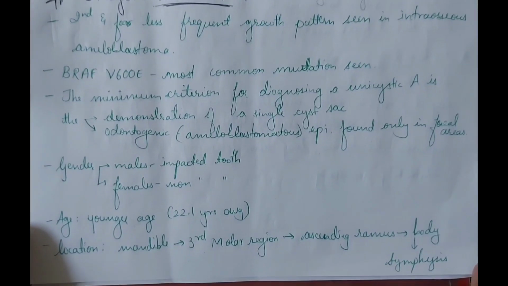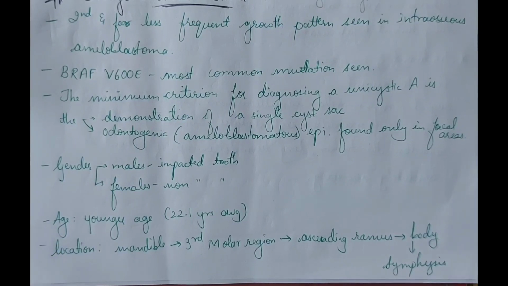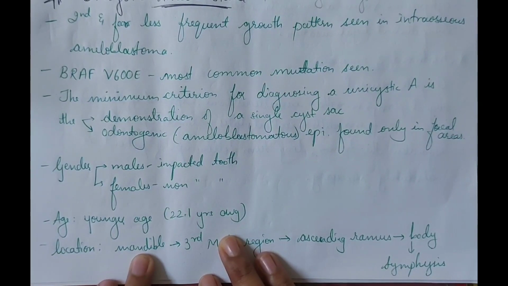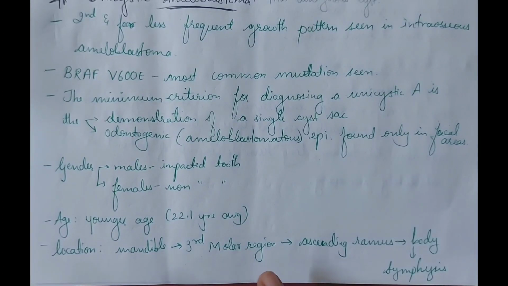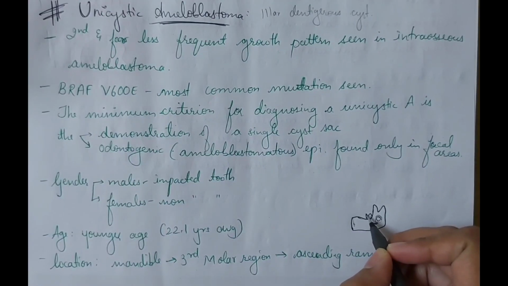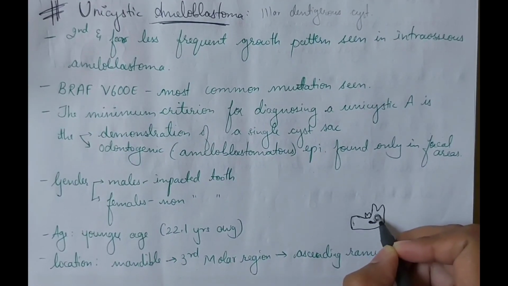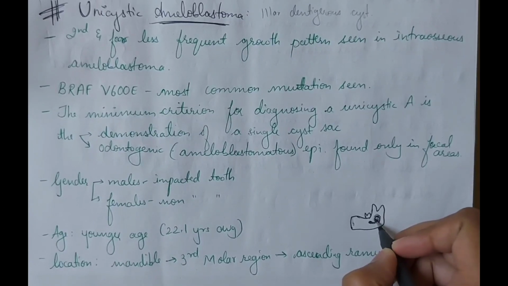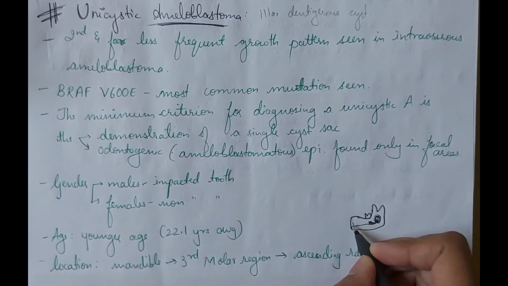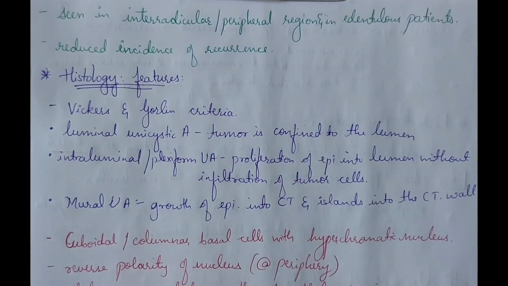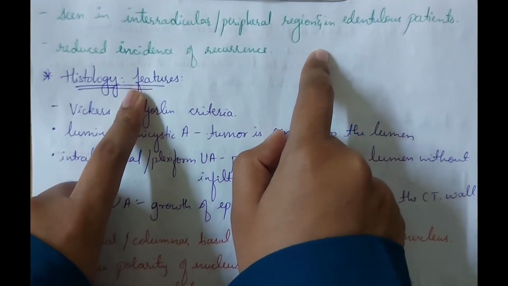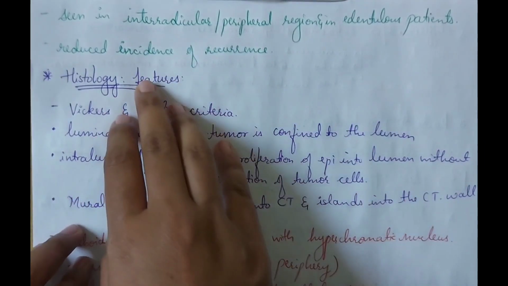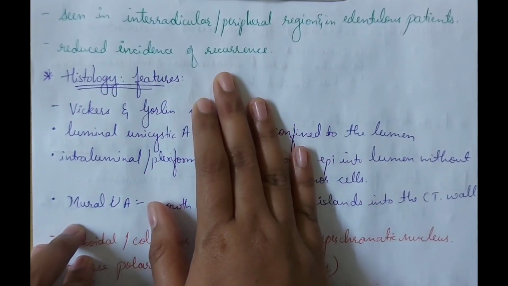Regarding age, the patient is usually a younger patient, around 22 years or 22.1 years on average. Location: it's usually seen in the mandible near the third molar region. This is the mandible, here's the third molar and here's the tumor. It starts from that region, moves to the ascending ramus, then towards the body and then towards the symphysis. It is seen in the interradicular or peripheral region and in edentulous patients. Interradicular means between the two roots of a tooth, it is usually seen there, and a reduced incidence of recurrence is seen here.